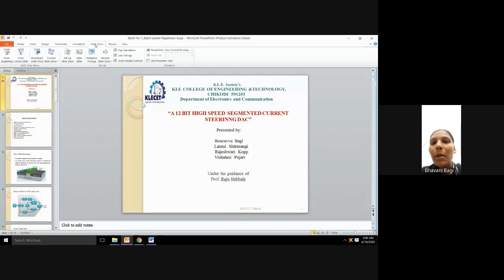Myself, Bagi. My project mates are Laxmi, Shirasangi, Rajeshwari Kopp, Vishalaxi Pujari, under the guidance of Professor Raju Hebbale. My project title: 12-bit high-speed segmented current steering DAC.